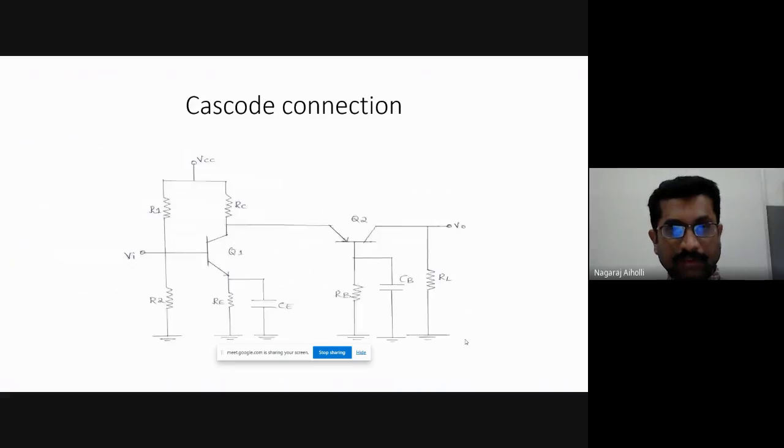So this is our cascode. Just have a look at it. Common emitter is common between input and output. Then base is common between input and output. Here, the common emitter amplifier output is connected to the input of the common base stage.